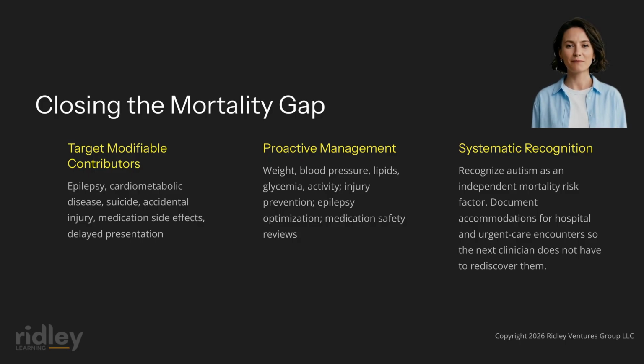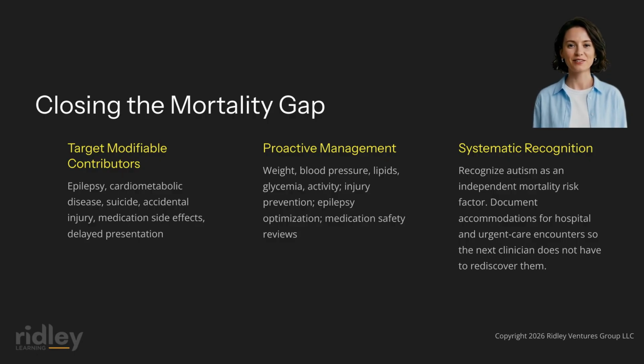The Westby and Coburn-Pierce primary care review emphasizes injury prevention, including Heimlich training for caregivers of autistic children with feeding difficulties, epilepsy optimization, medication safety reviews, and explicit attention to healthcare access. This emphasis on access is critical because autistic adults often present later in the course of treatable disease. For healthcare professionals across rehabilitation and nursing disciplines, the practical message is the same across all settings.